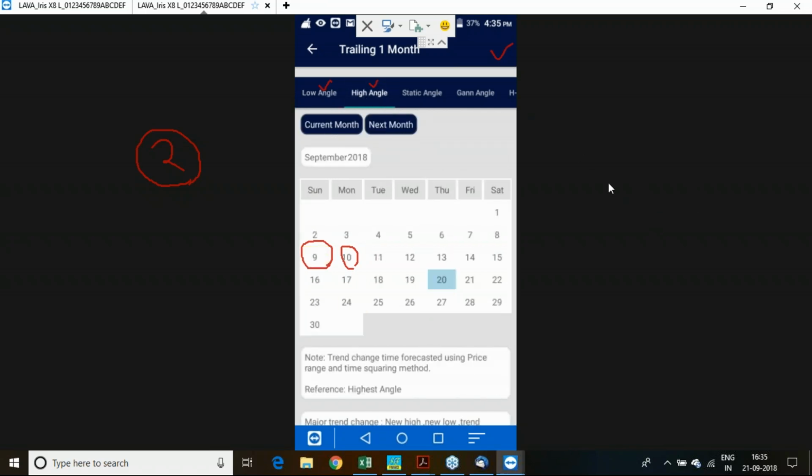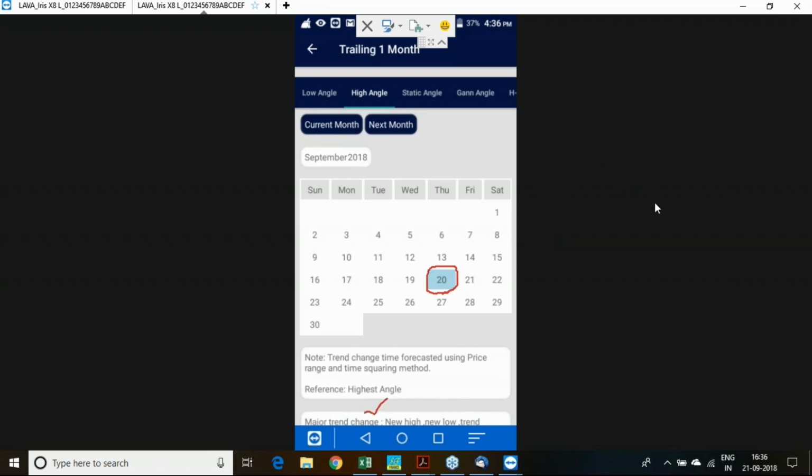Coming to the high angle, taking the trailing 1 month data, which does not include today's date, it is backward from the 20th. The 20th was a holiday. It was showing that the trend change date was on the 20th. It is a major trend change date. These two we have also mentioned as major trend change dates.